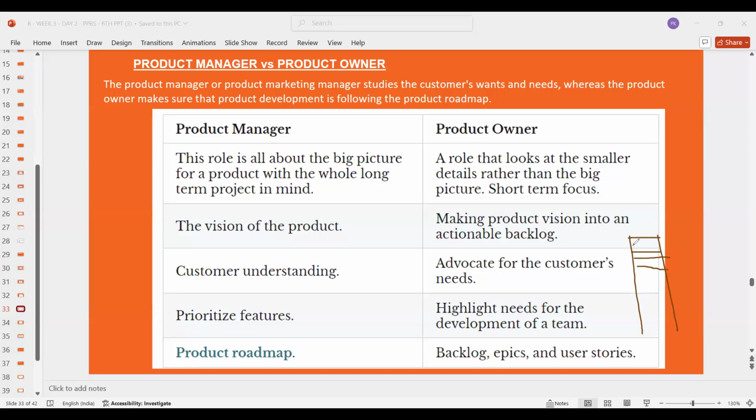And what are the two main features of the product backlog? One is it is as per priority, and second is it is always ordered. So priority, everybody understands that it is the highest priority item at the top, then the lower priority, and the lowest priority item at the bottom. Whereas order means we should have a sequence of development.